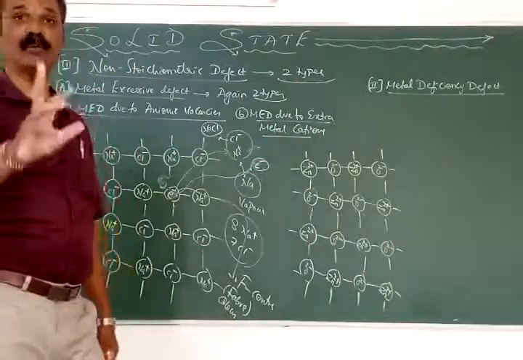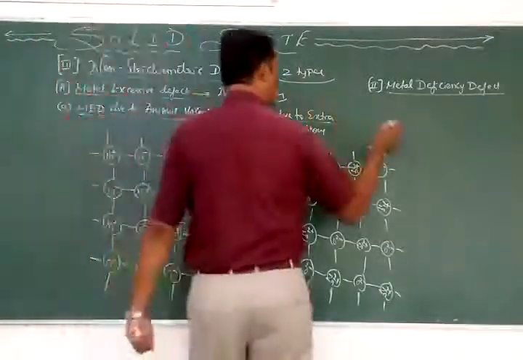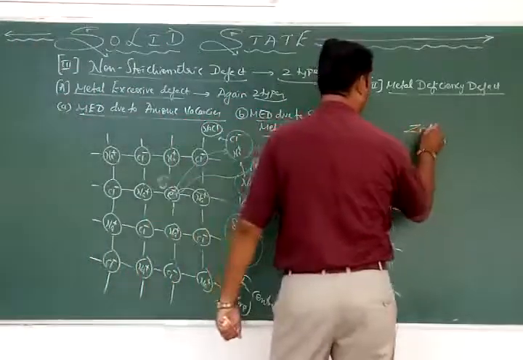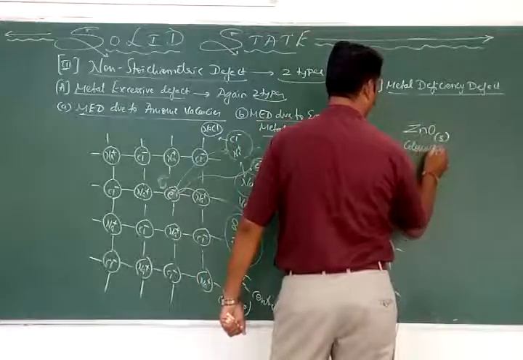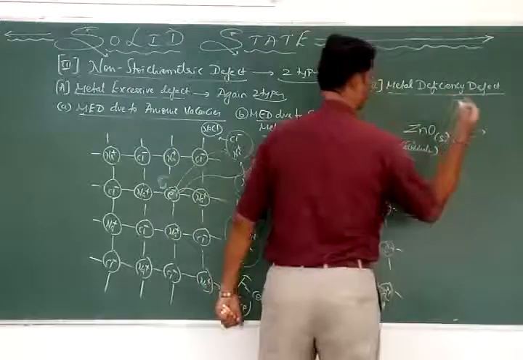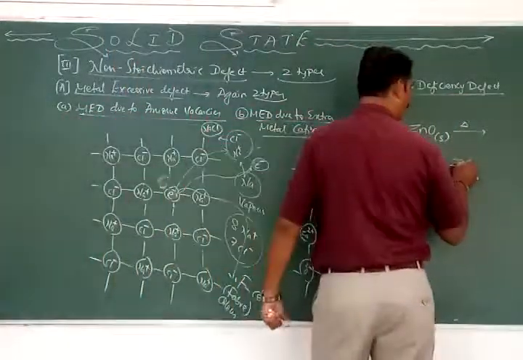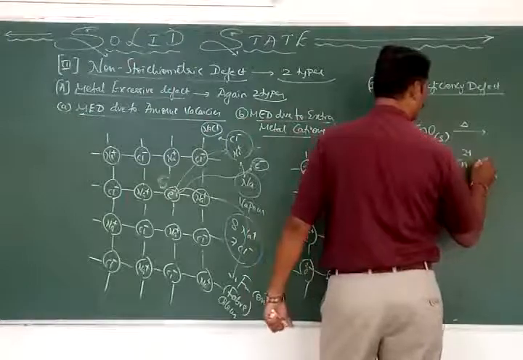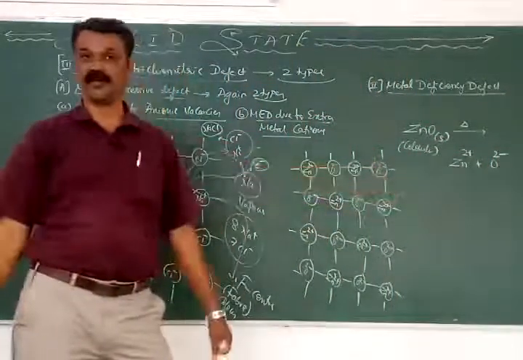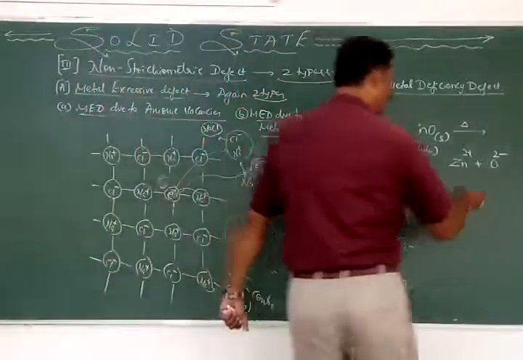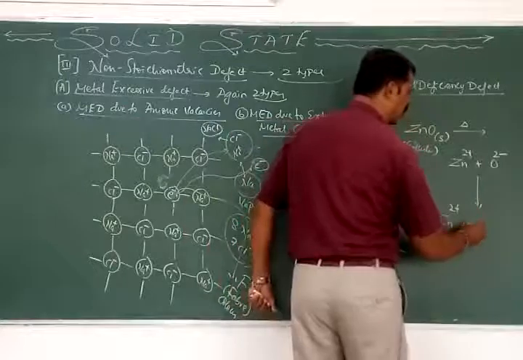Here the cation is Zn2+ and the anion is which one? When this zinc oxide, which in solid form is colorless or white, gets heated, what happens? First it is Zn2+ O2-. First the ionic bonds start to break.